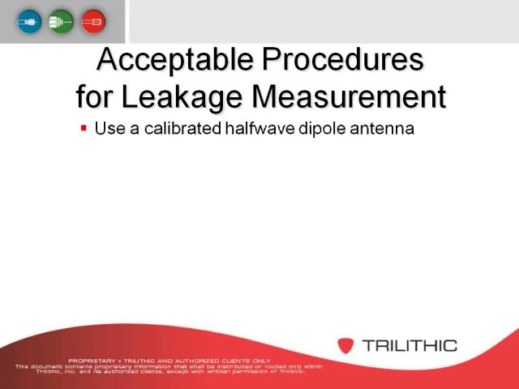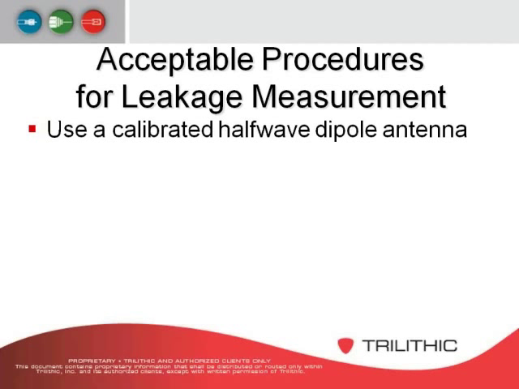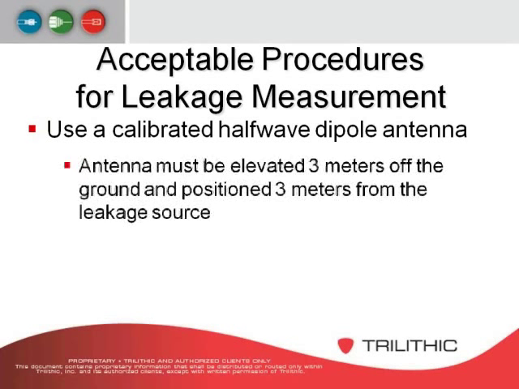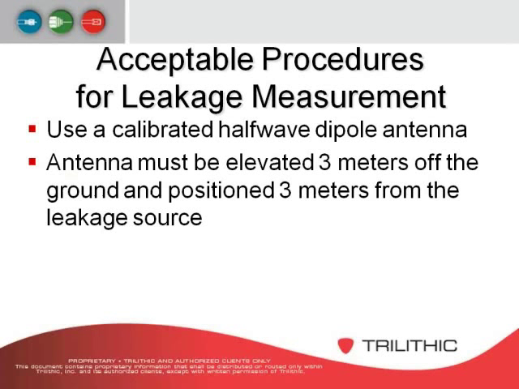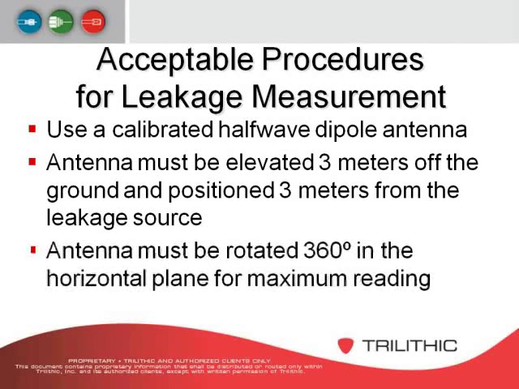So the acceptable procedures for leakage measurements are: you want to use a calibrated half-wave dipole antenna, and I'll show you what that is here in a little bit. The antenna must be elevated 3 meters or 10 feet off the ground and positioned 3 meters from the leakage source. And that's what the FCC wants to see. That's what the FCC calls a proper leakage detection, making the measurement 10 feet away and 10 feet off the ground.